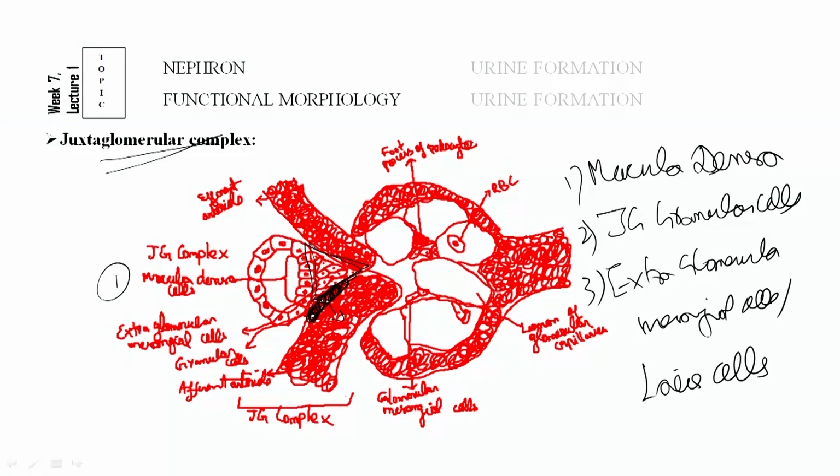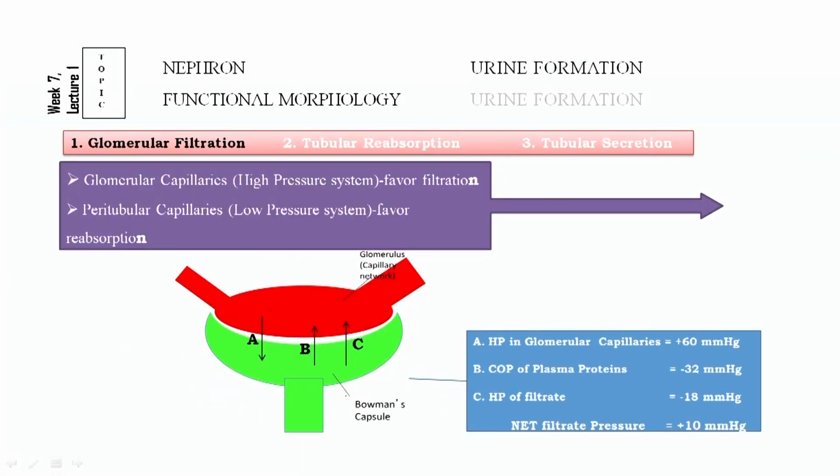So three important structures are involved, what they are and how they are involved, you have seen all that. Then next we will see urine formation. When you say urine formation, it involves three important processes. The first one is called glomerular filtration, the second one is tubular reabsorption, and the third one is tubular secretion. These are the three aspects.